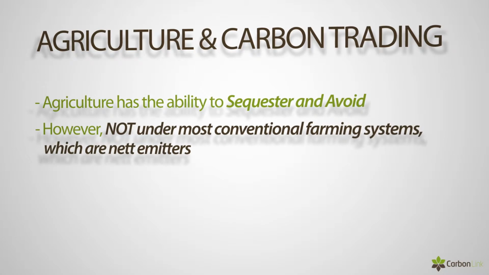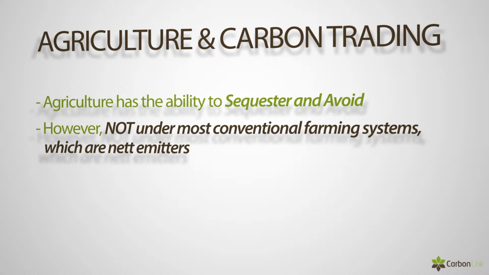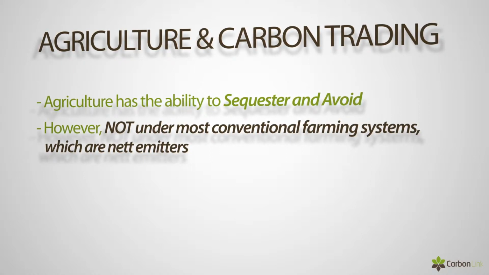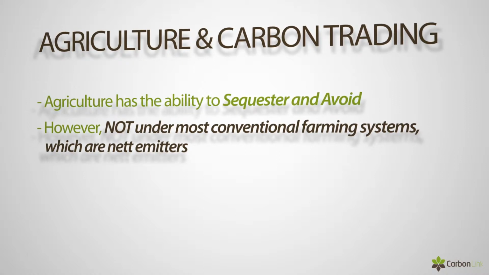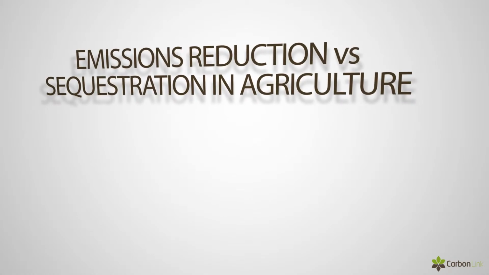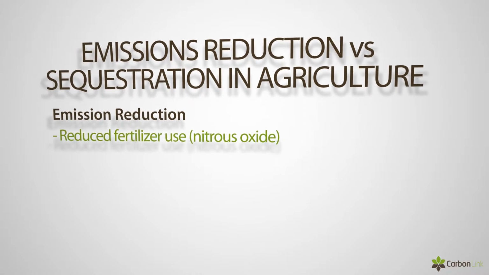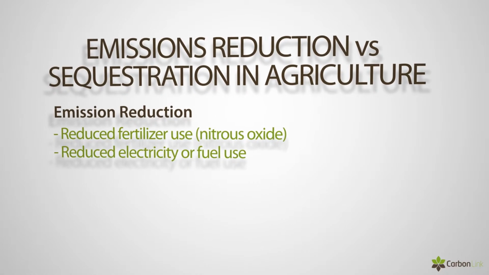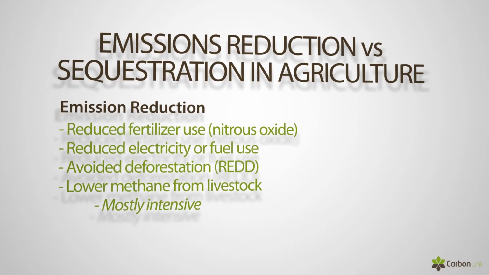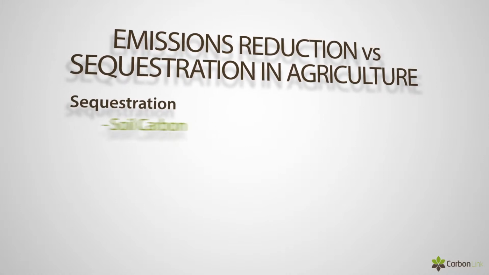However, and this is critical, not under most conventional farming systems, which are net emitters. So for us to become sequesterers and avoiders in agriculture, we've really got to have a close look at how we run our farming systems. The examples of where we can reduce emissions are reduced fertiliser use, particularly nitrogen fertilisers, reduced electricity or fuel use, avoided deforestation, lower methane from livestock, etc. And we can only sequester essentially in two places, in soil carbon and in trees.